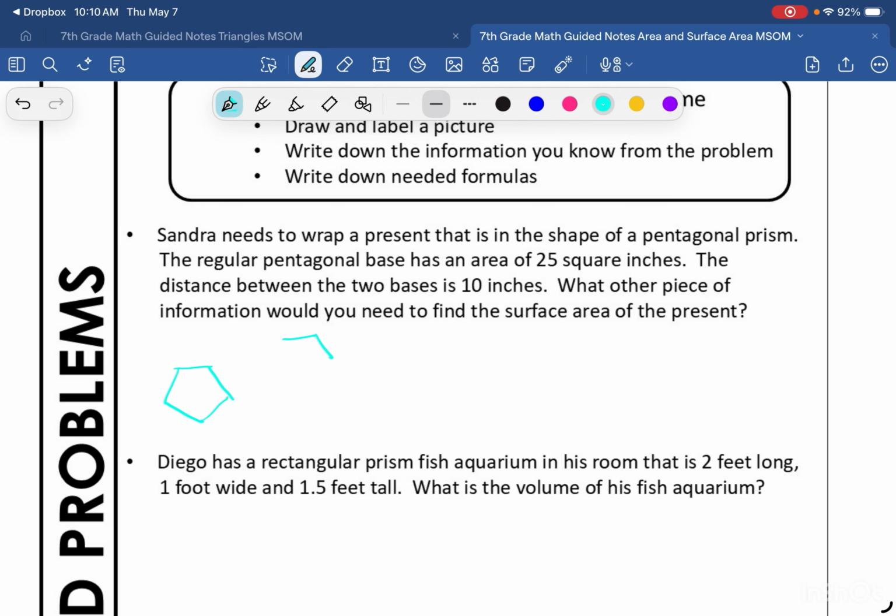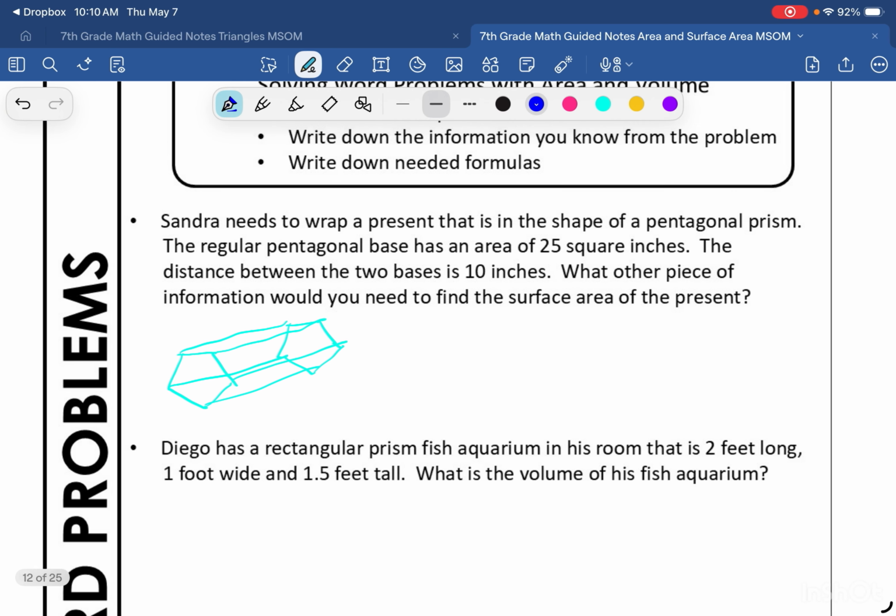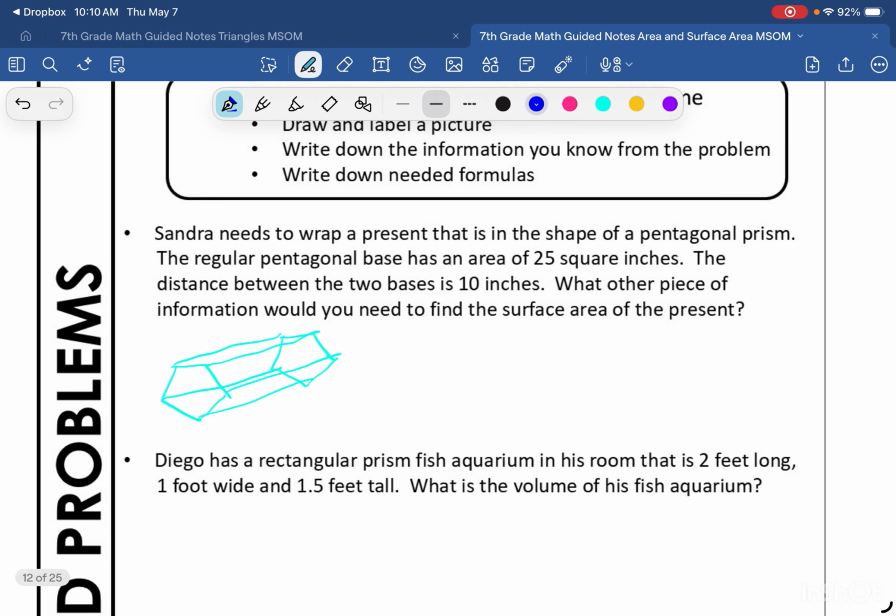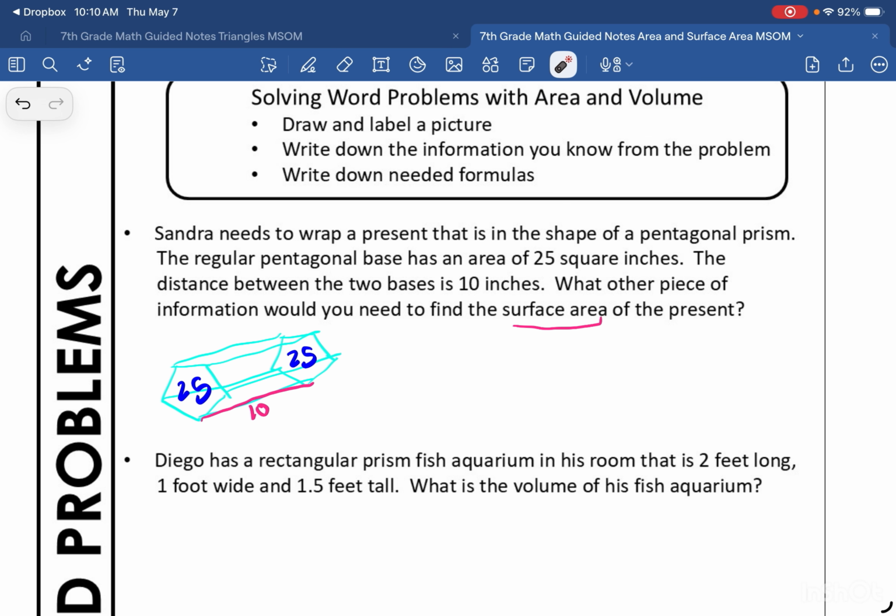So I have a pentagonal prism, which means that the base is a pentagon. I know that the area of the base is 25 square inches. And I know that the distance between the bases right here is 10. So it's asking me what would I need to know to find the total surface area of the present. I already know the area of these two bases. So if I need to sum them all up, I know those. I need to figure out the area of the sides here.